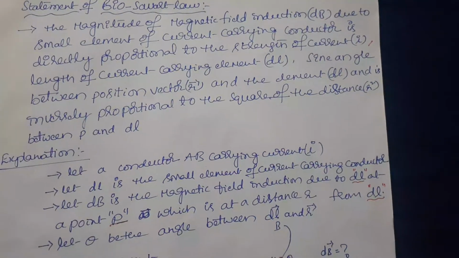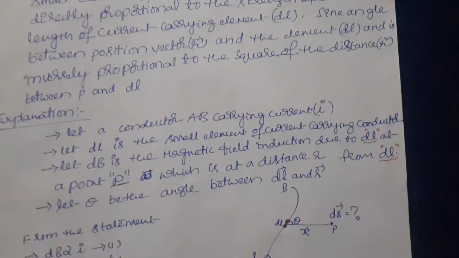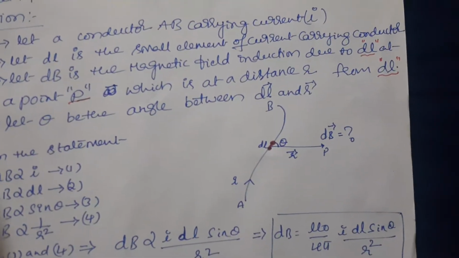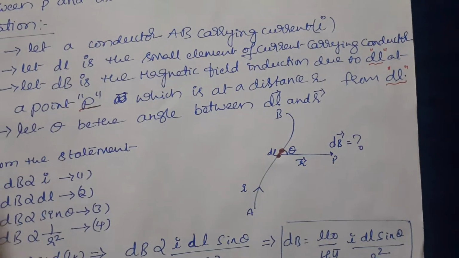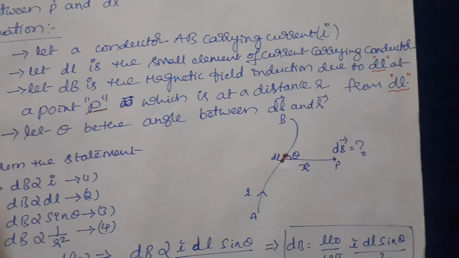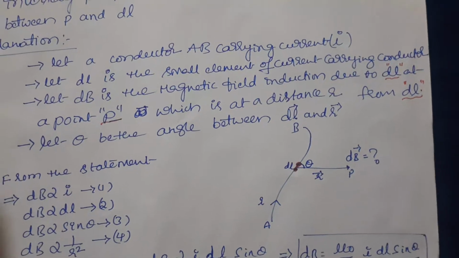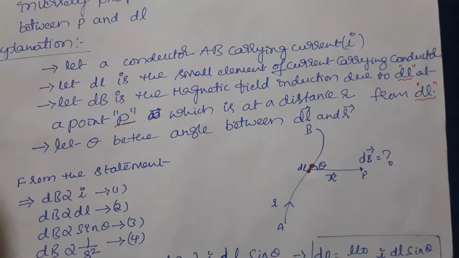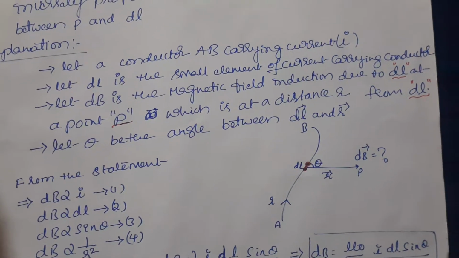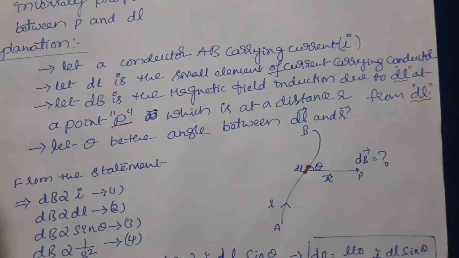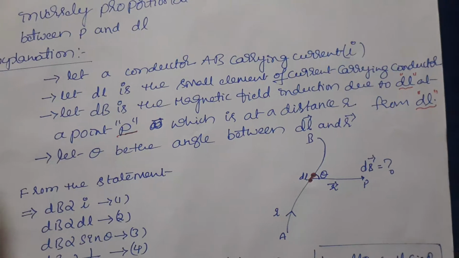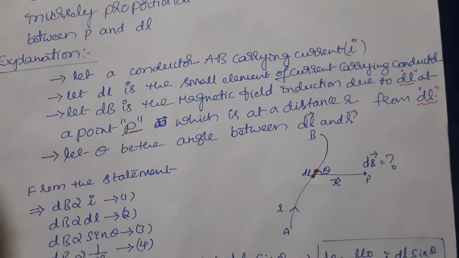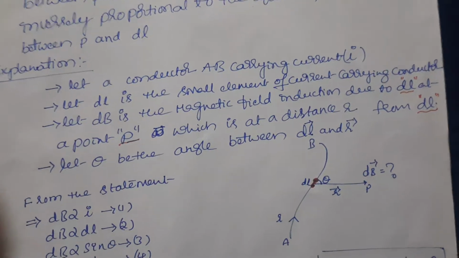So you can see the current carrying conductor in the figure, students. Let AB be the current carrying conductor through which the current passing is I. In the current carrying conductor AB we are selecting a small part dl. So from this part, at the point P, what is the magnetic field induction produced? dB is the question mark, you can see.